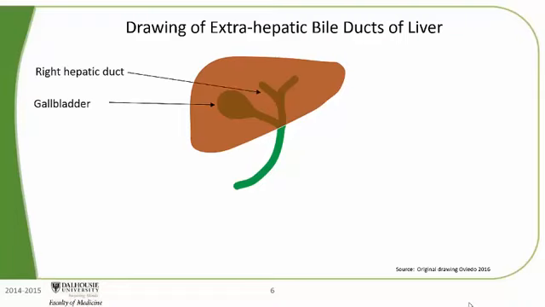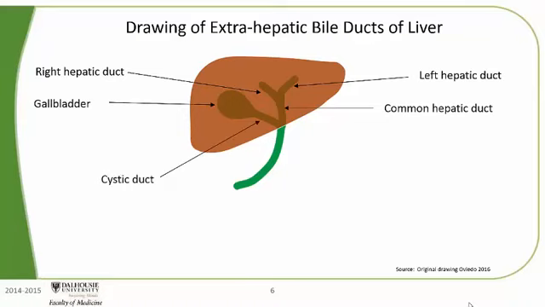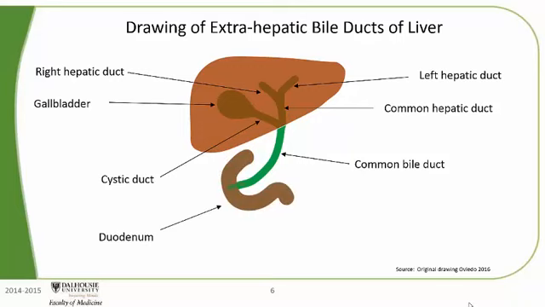This is the right hepatic duct. This is the left hepatic duct. This is the common hepatic duct. This is the cystic duct. And this is the common bile duct. The common bile duct enters the duodenum. This is an arrow showing the bile entering the duodenum.